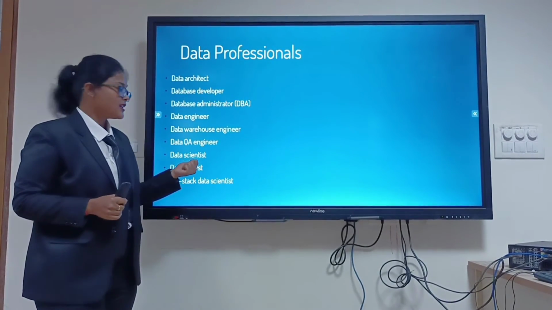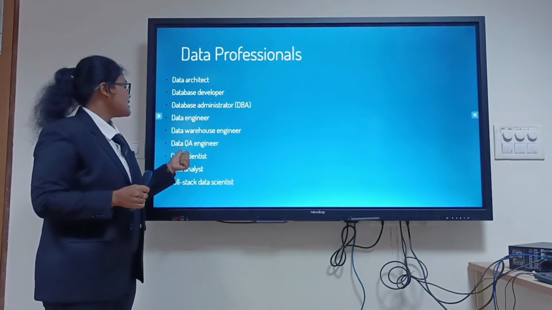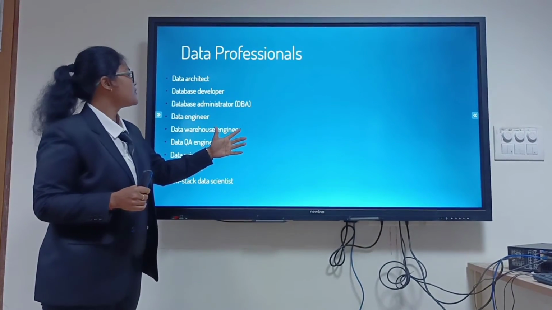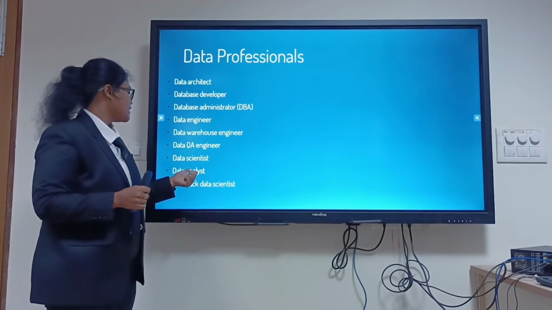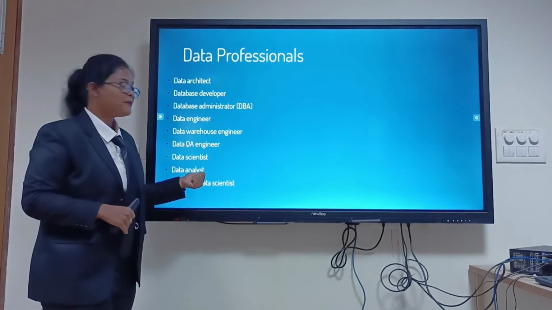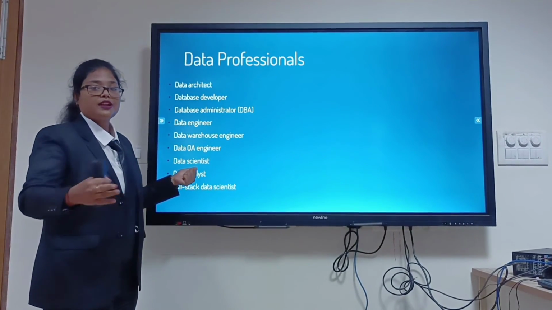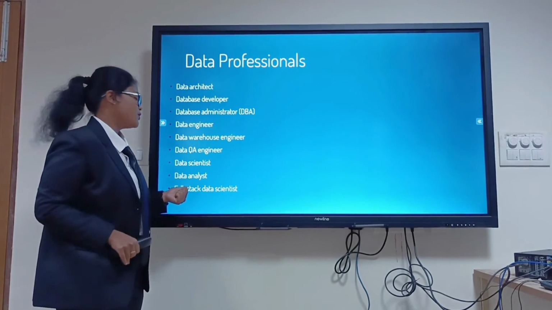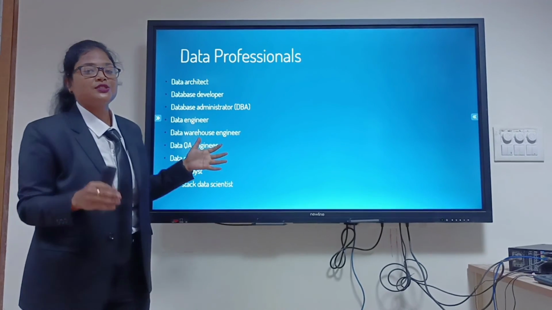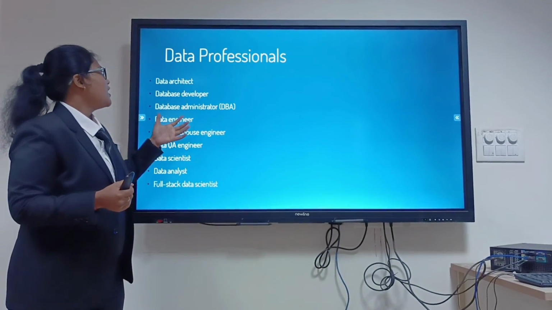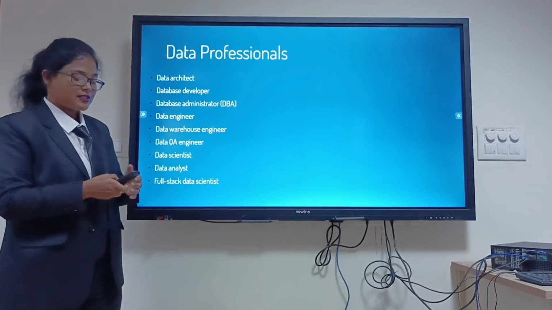Then data scientists, they use many facts. Then these facts help them to improve their organization. Data analyst, same, they collect the data, then they analyze, and that analysis helps the organization in its improvement. Then full stack data scientist. So all these professionals are very much professional characters for data things.